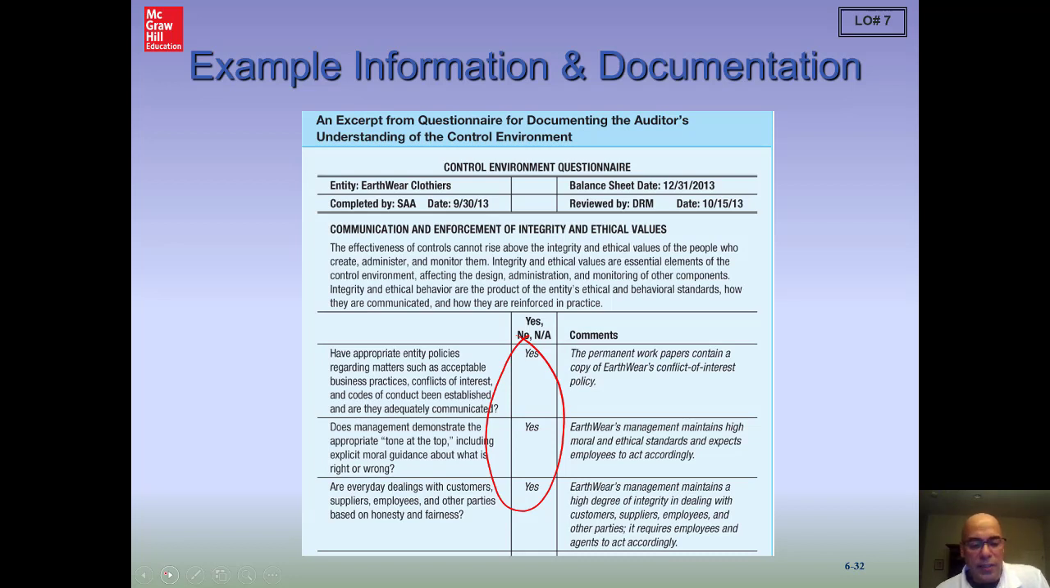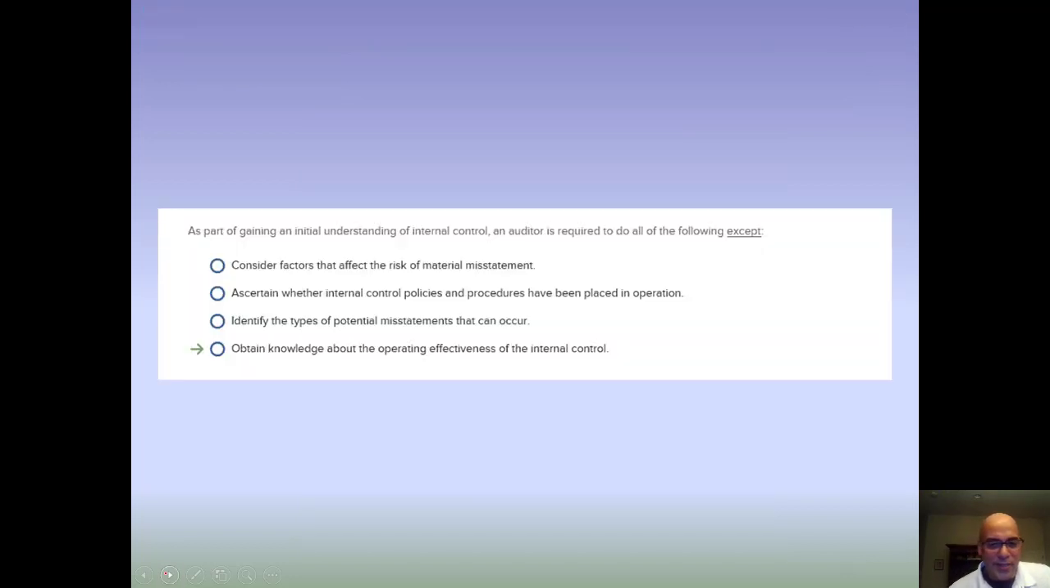Okay, so as part of getting an initial understanding of the internal control, the auditor is required to do all the following except obtain knowledge about the operating effectiveness. That is not done in the attaining understanding phase. Key phrase, remember we said what? Testing of operating effectiveness is done in our further audit procedures after we have obtained the understanding and made our assessment of the risk and material misstatements. So that's why I point to that phrase over and over again.